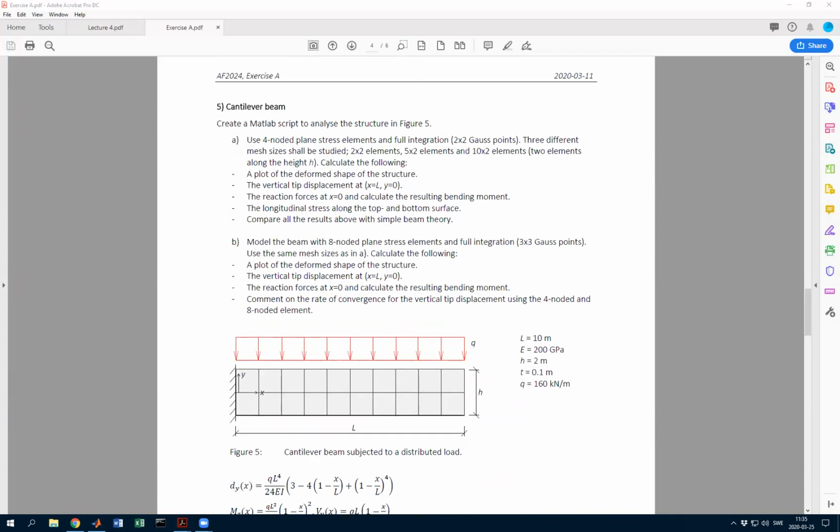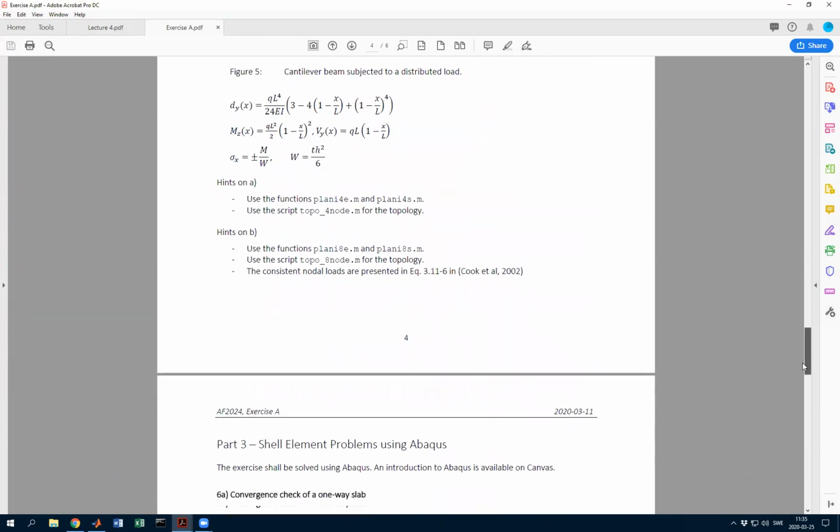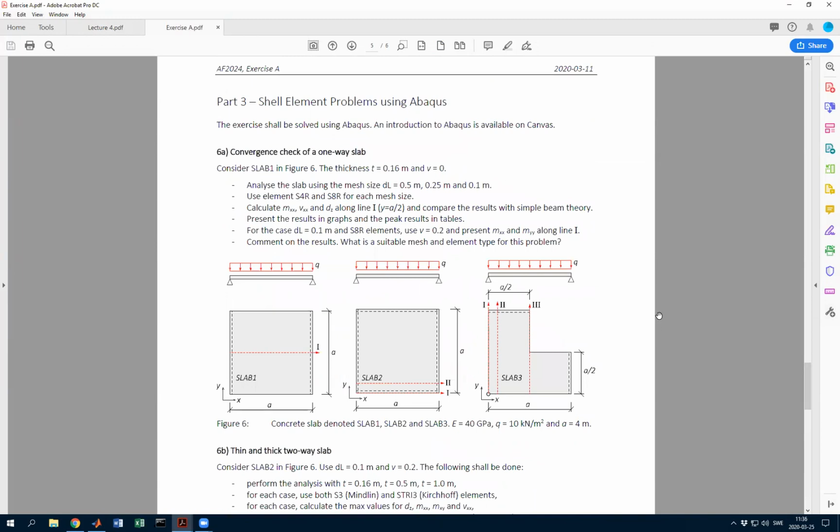Okay, any other questions so far? Okay, so I would probably take the opportunity to ask about the exercise part, because MATLAB is, are we done with the MATLAB part when we finish, because you mentioned Abacus. I see in part 3 it says exercise should be solved using Abacus. So are we done with MATLAB?